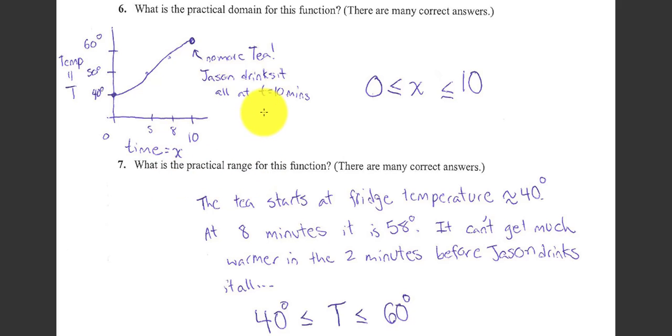Practical range, right? And notice this says practical. Practical just means in the context of our problem. All right, so if the temperature in your fridge is, say, 35 degrees, 40 degrees, notice it says there are many correct answers. I keep my fridge at like 36 degrees, so maybe I would say 36 to whatever room temperature is.